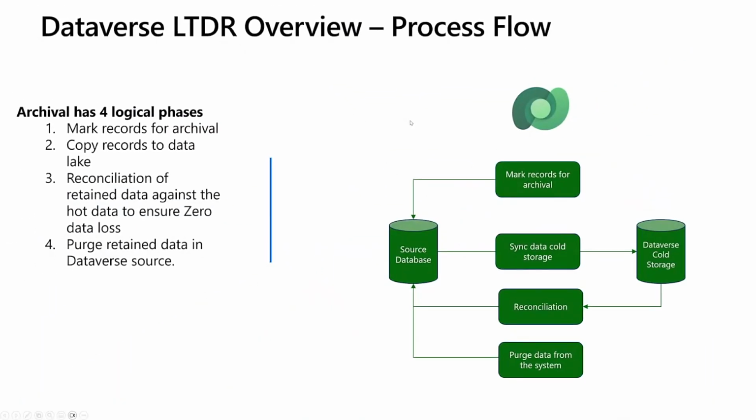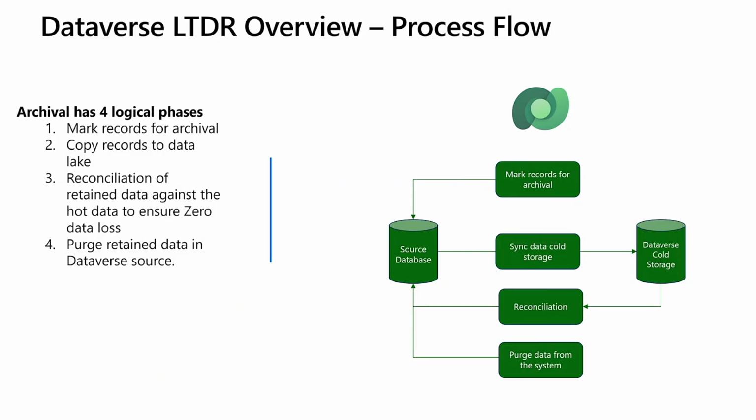Let's talk a little bit about the process flow, how we do it. We'll talk about the details of setting up policies in the coming slides, so I'm not going into those details. But at a high level, let's take an example where I want to archive all contacts created three years ago or more in my organization. That is the condition that you are setting.